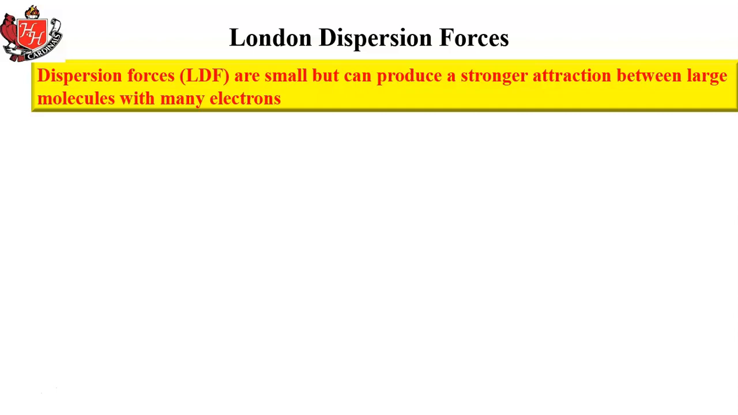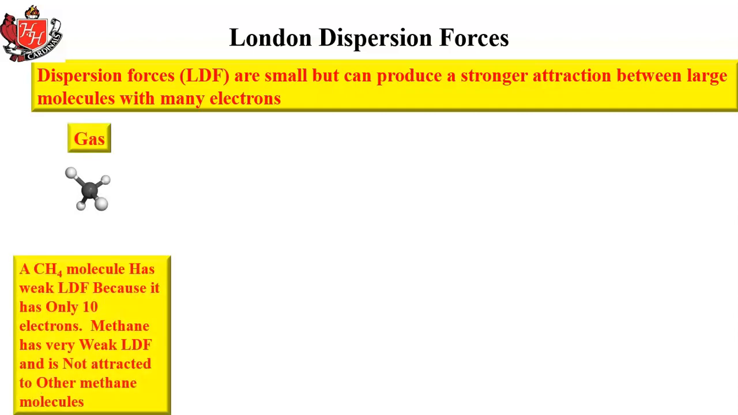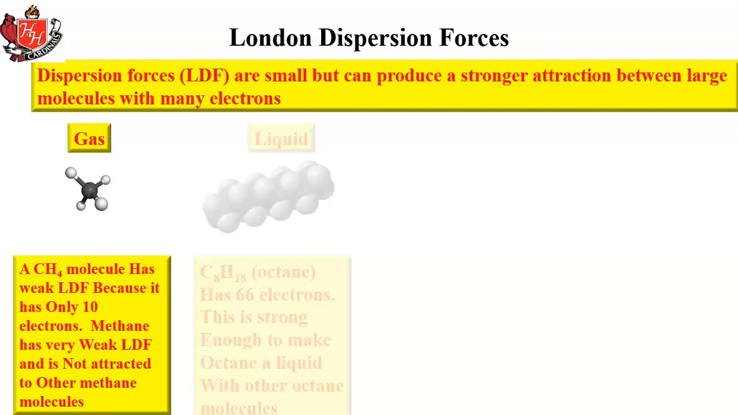So London dispersion forces are small but can produce stronger attraction between large molecules with many electrons. So a very small nonpolar molecule is methane gas, CH4. It is nonpolar, it's symmetrical, the electrons are spread out evenly around that molecule, and therefore it's not polar. But it has very weak London dispersion forces because it only has 10 electrons. Methane has a very weak London dispersion force and is not attracted to other methane molecules. That's why at room temperature, methane, which is natural gas, is in gas form. The molecules will completely be spread out.